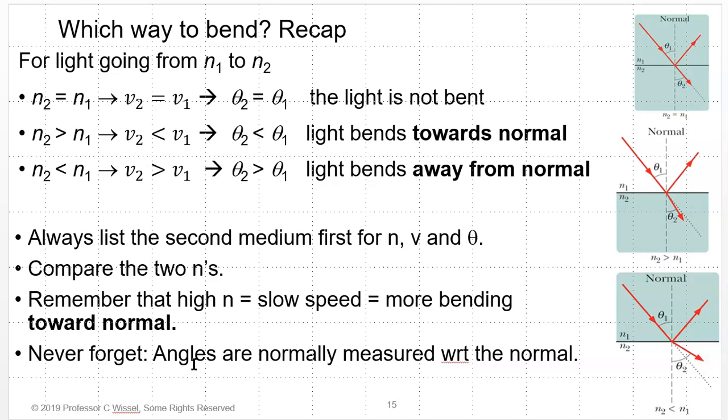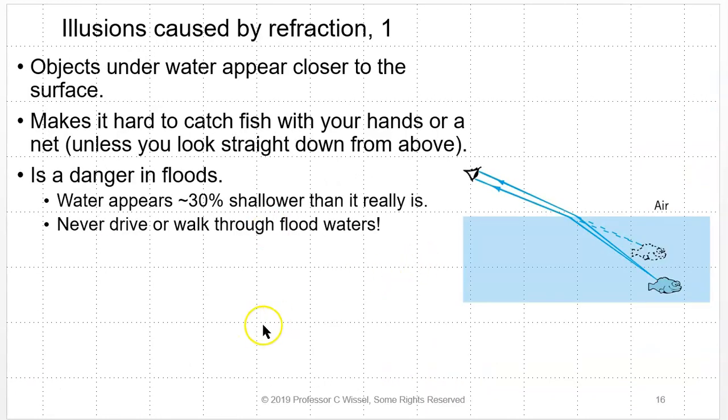If you make mistakes like that, write it down every time you do your homework. Write this down. Every single homework problem. Angles are normally measured relative to the normal. It'll save your butt. And then you get in the habit and you won't make the mistake on the test.